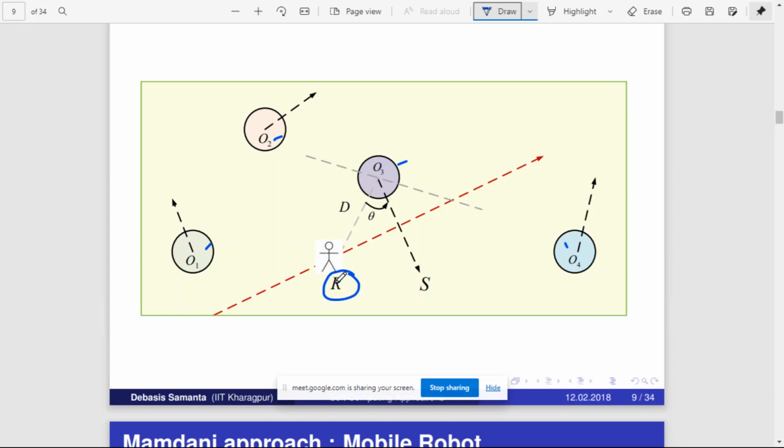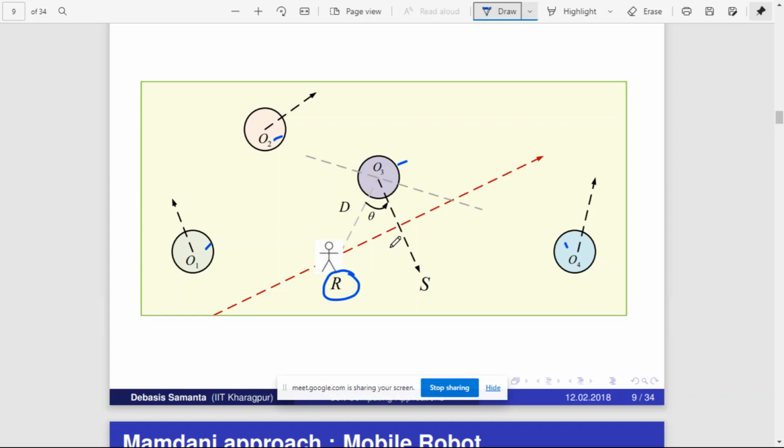Now the robot is also moving in this direction. The robot should move in such a way that it does not collide with any of the objects. Suppose there is a chance of getting collided, then the robot should change its direction. So here we are going to consider three parameters.